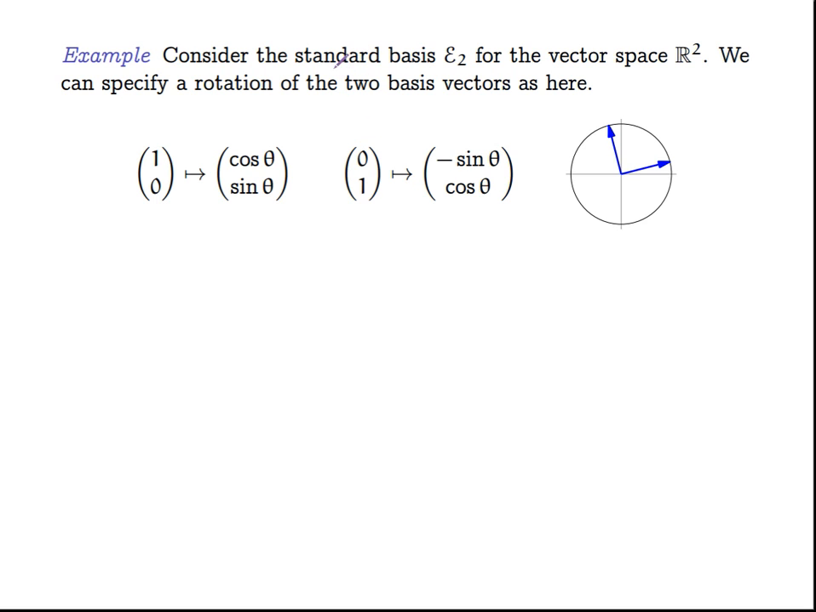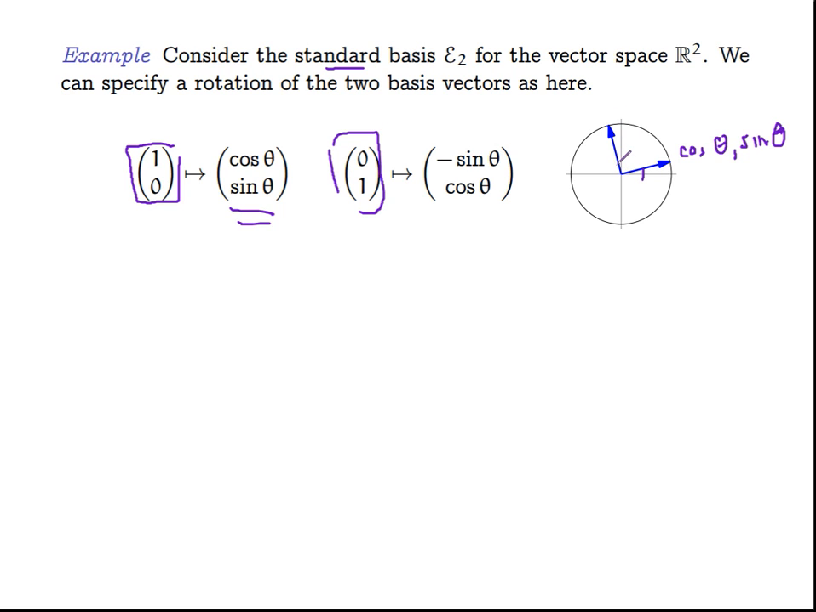Here's another example. Consider the standard basis. Standard basis is this one, 1, 0, 0, 1. And you can specify a rotation of these two basis vectors. You can work this out by trigonometry. If I rotate 1, 0 by an angle theta, the components of this vector here are going to be cos theta, sine theta. So that's a trig exercise for you.